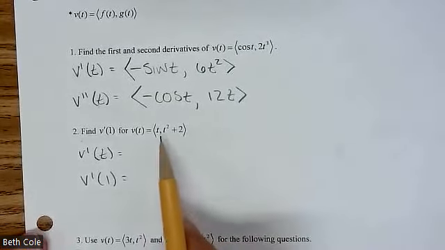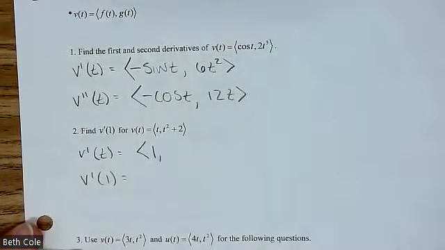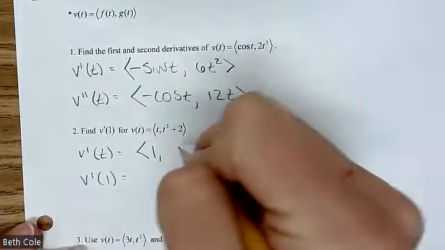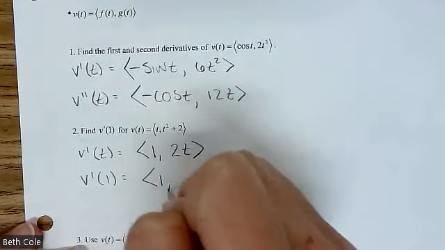All right, anyway, derivative of t would just be what? 1, comma, and then derivative of that second part, 2t. And then you're just going to plug in 1. So it would just be 1, 2.